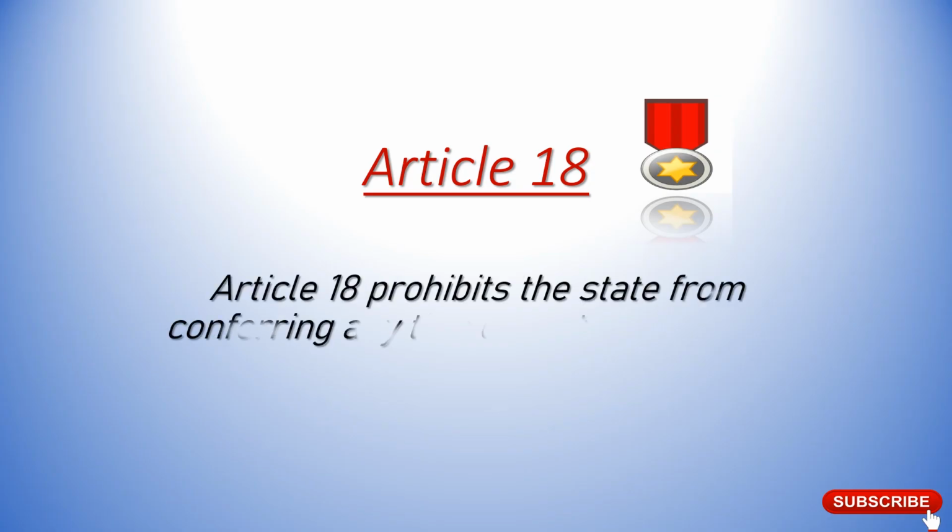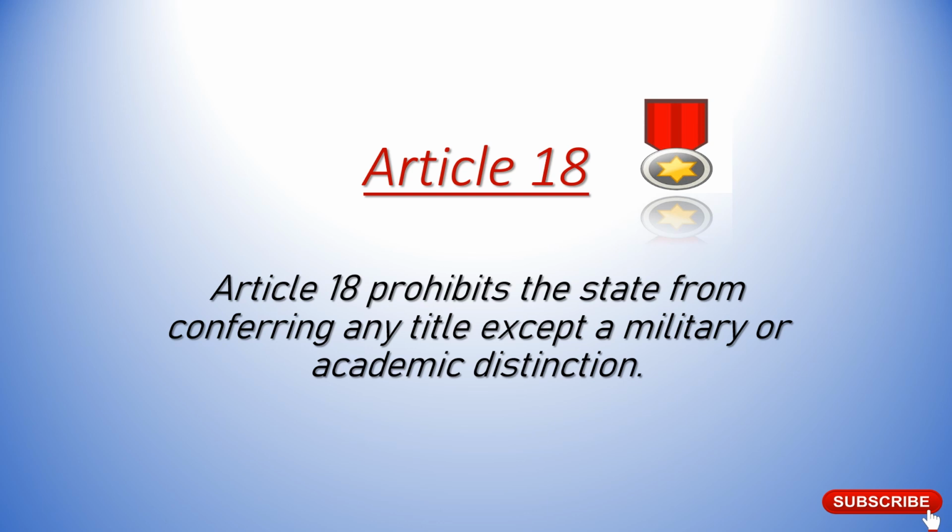Article 18. Article 18 prohibits the state. Prohibits from what? From conferring any title except a military or an academic distinction, my friends. It forbids Indian citizens from accepting any title from a foreign state. Under clause 3 of this article, a non-citizen of India who holds an office of profit under the state is also prohibited from accepting any title from any foreign state without the consent of the President of India.